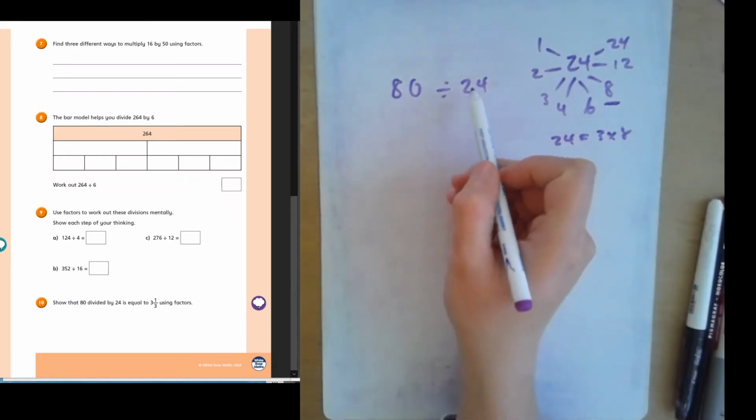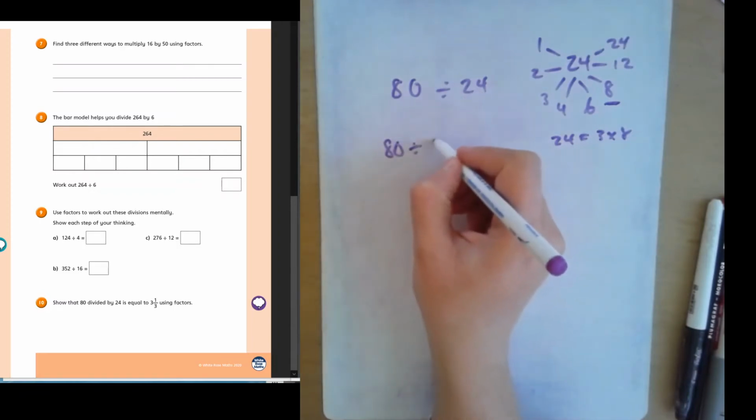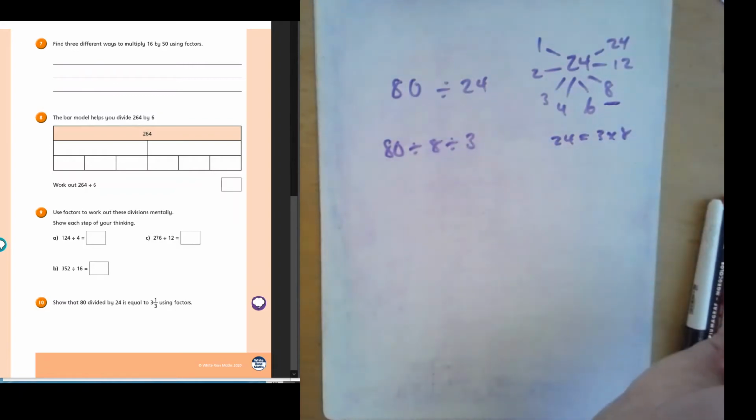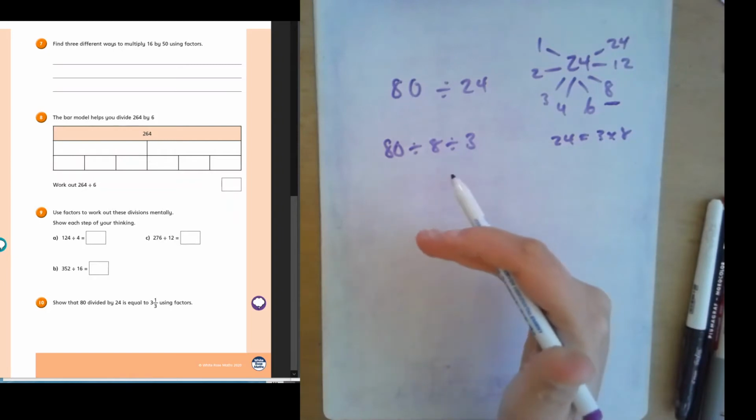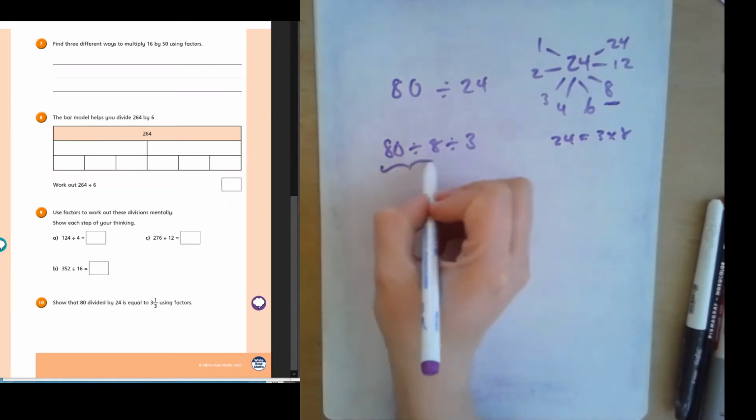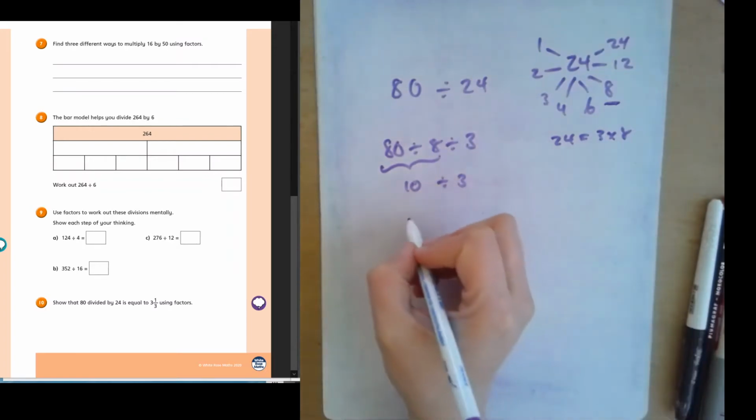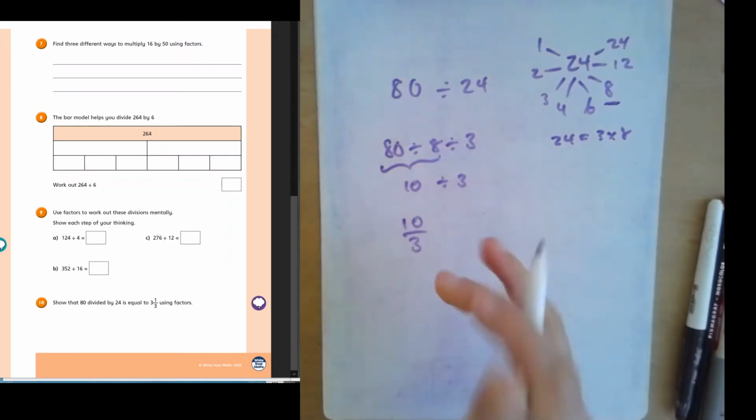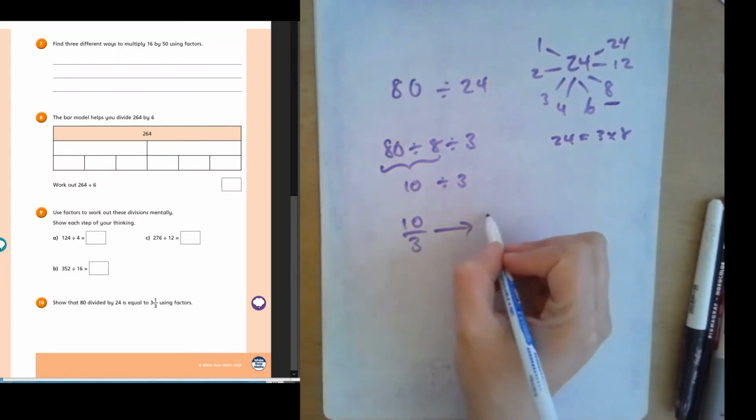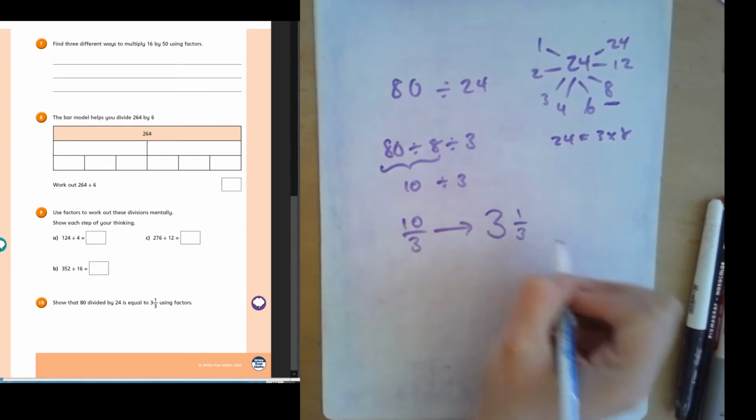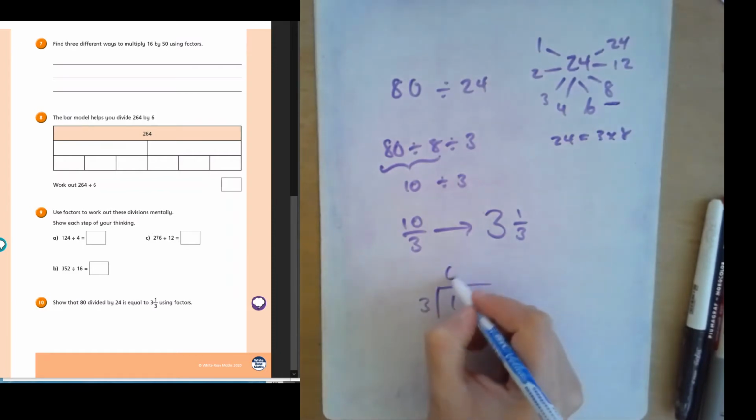So instead of saying divide by 24, I'm going to say 80 divided by 8 and then divided by 3. Okay, because I'm dividing it by 8, then I'm dividing by 3, which means I've divided it 24 times overall. So 80 divided by 8 is 10, and then you've got 10 divided by 3. Okay, so 10 divided by 3, if you're thinking about your mixed numbers, becomes 3 1/3.